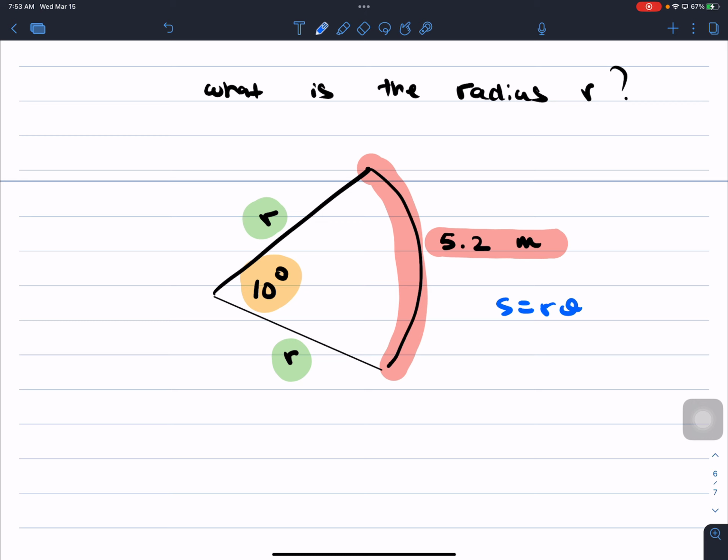So how would you actually find the radius now? What would you guys do, algebraically speaking? Divide both sides. How do you solve for r? Divide both sides by theta. Cancels. What do you get? R is S over theta.